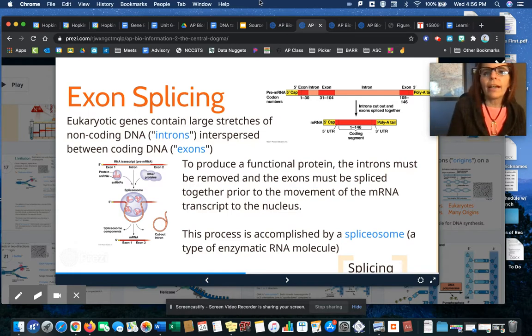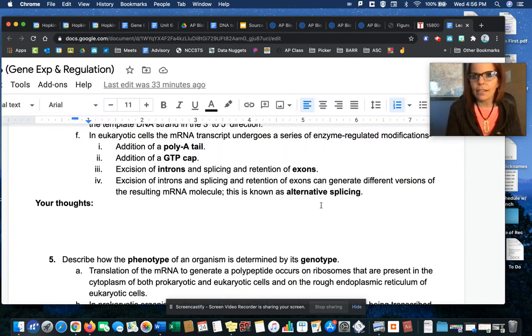Okay, that should be good enough. Let's go back to our learning targets and see how we're doing here. Introns and exons, and the idea of putting the exons together in alternate orders or putting in different introns, that's called alternative splicing. And that means that one gene can code for more than one protein, not a million proteins, but more than one protein.